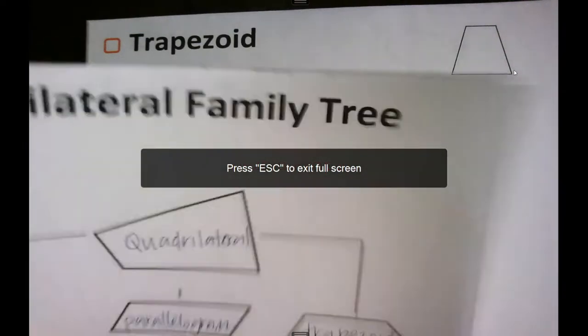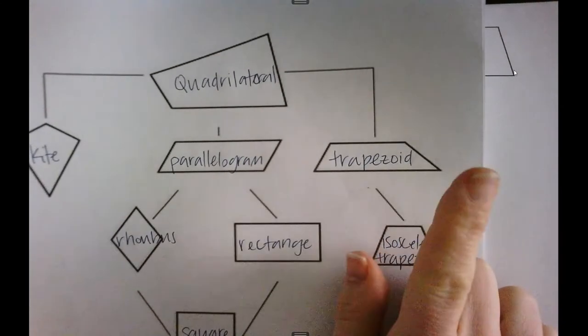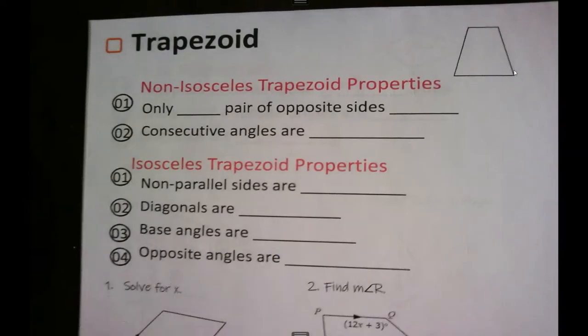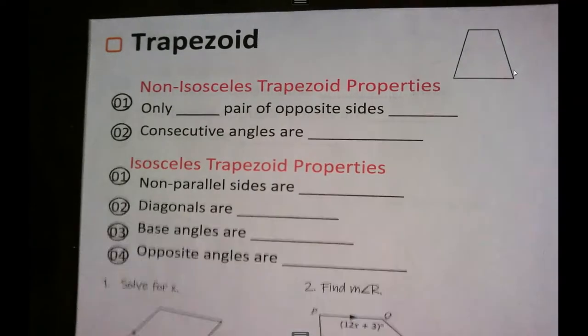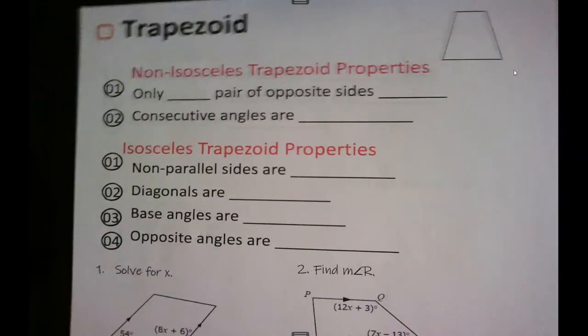Trapezoids. Remember, trapezoids on our family tree are over here, and we've got Papa trapezoid, and then we have this isosceles trapezoid. So we're going to talk about the properties of both of them and look at examples.